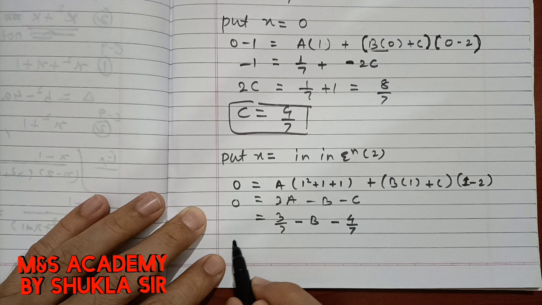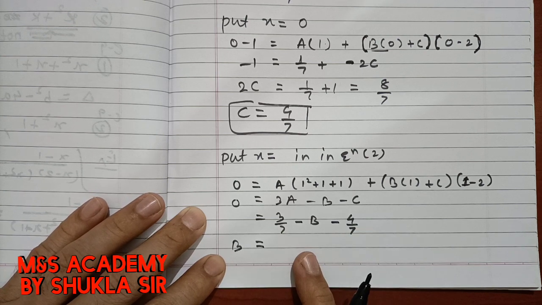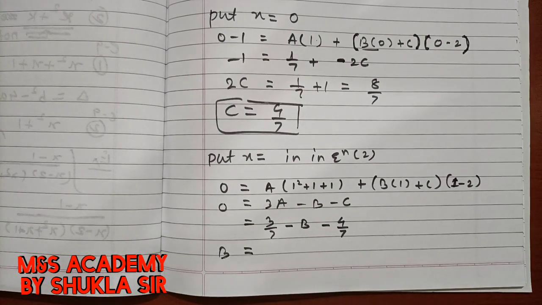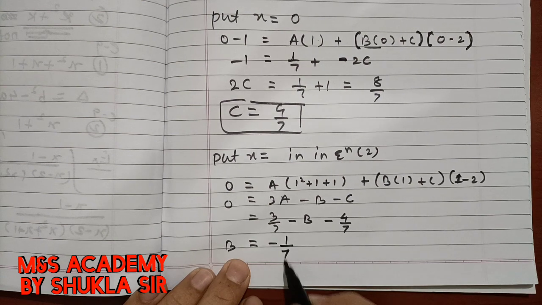We can shift b to here, so this is plus b is equal to minus 4 plus 3, which is minus 1 by 7. So b is equal to minus 1 by 7.